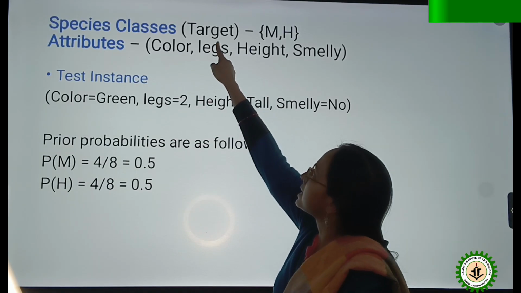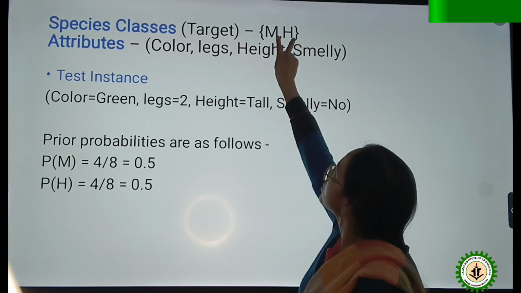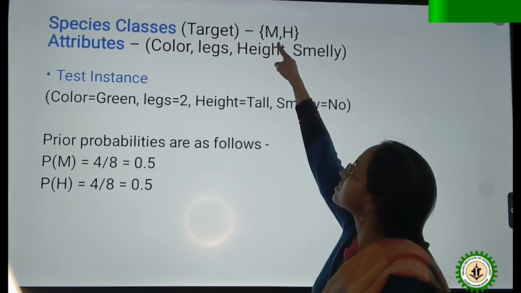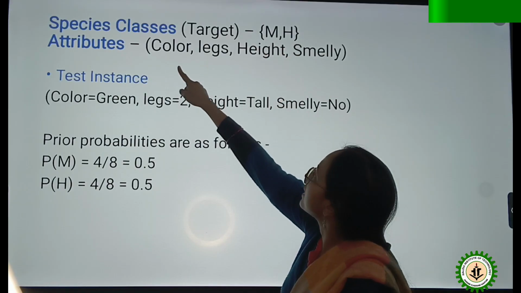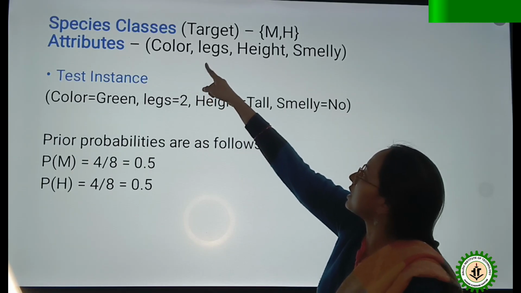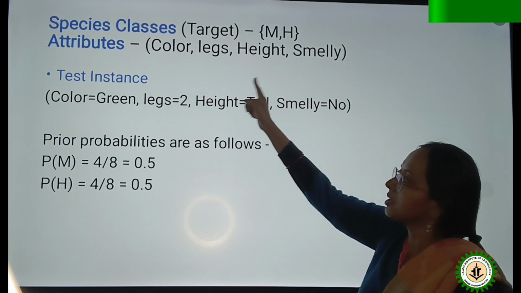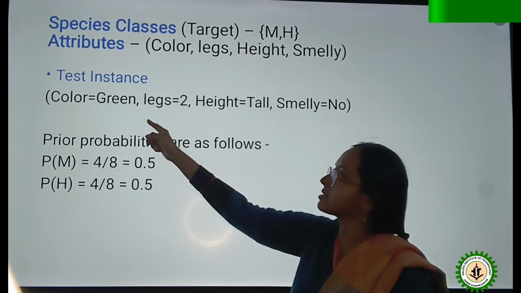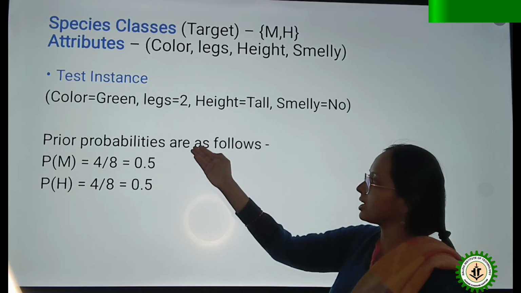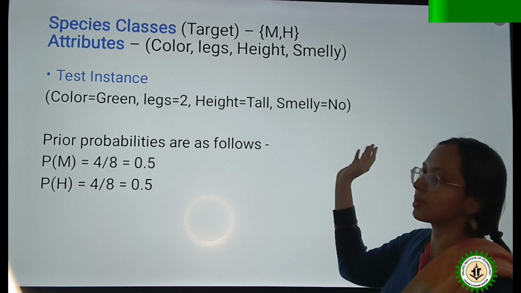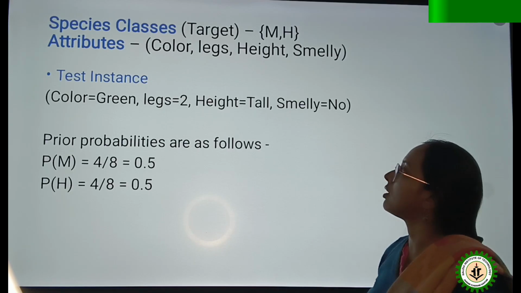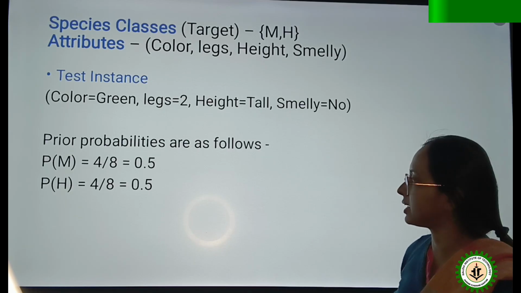So as you can see, my target column has two distinct values, M and H. Those have been placed here, and the attributes, or the features, are color, legs, height and smell. Let us suppose for this test instance, color is green, legs is 2, height is tall and smell is no. I want to calculate what the species will be.